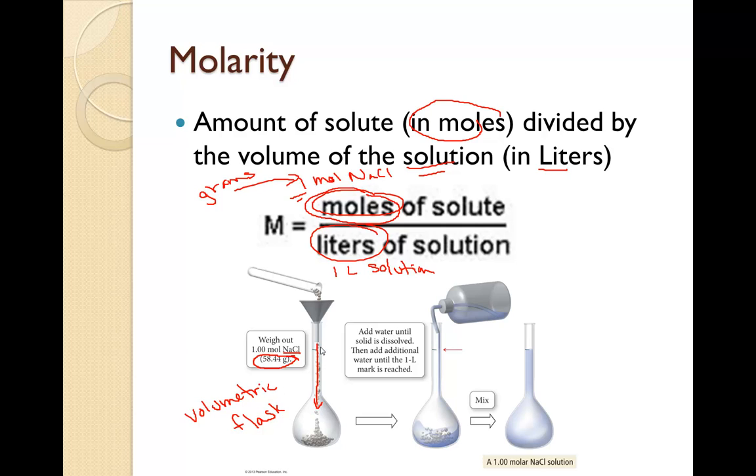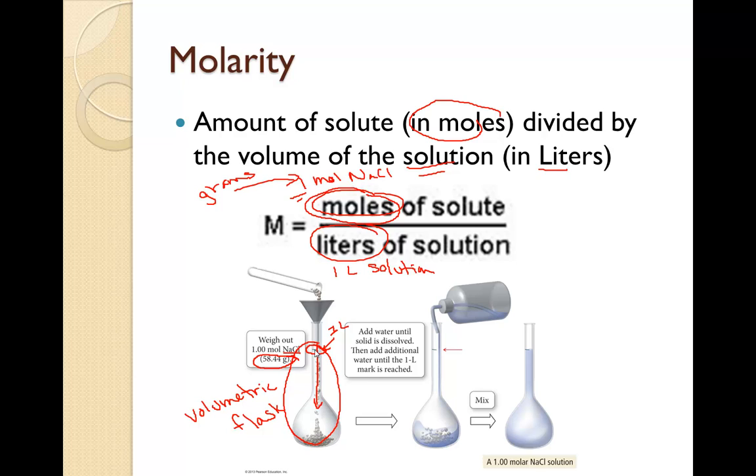Notice that there's a little mark here. That mark indicates 1 liter. Now there are different volumes of volumetric flasks. It could be 500 milliliters, it could be 2 liters. You need to figure out the molarity and the volume of what you're going to be adding in there before determining the grams.